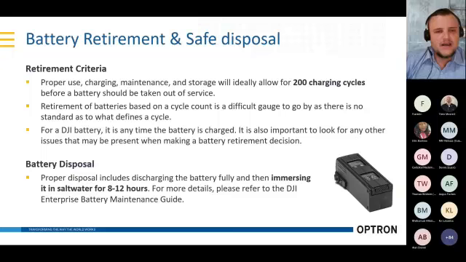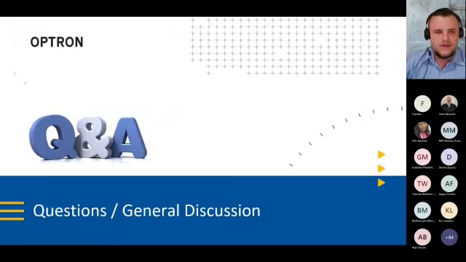And to dispose of your batteries properly, it includes discharging the battery fully and then immersing it into salt water for 8 to 12 hours. And then, like I mentioned before, you can go to the DJI website and search for the DJI Enterprise Battery Maintenance Guide, and they will give you a bit more details on the tips and tricks and how to use your batteries effectively.